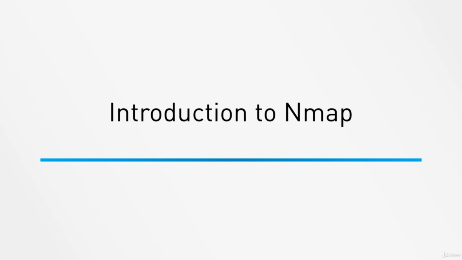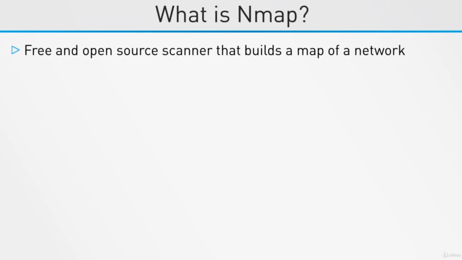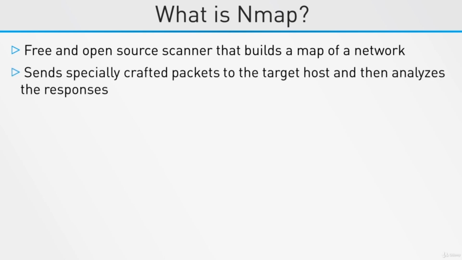In this lecture I will give a brief introduction about Nmap and how to work with it. So Nmap is a free and open source scanner that can be used to discover or map the hosts and services on a computer network to build a map of that network. To map a network, Nmap sends specially crafted packets to the target host and then analyzes the responses.